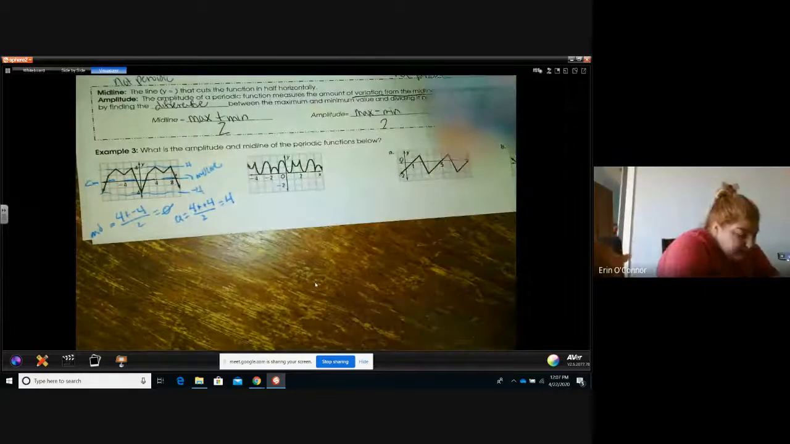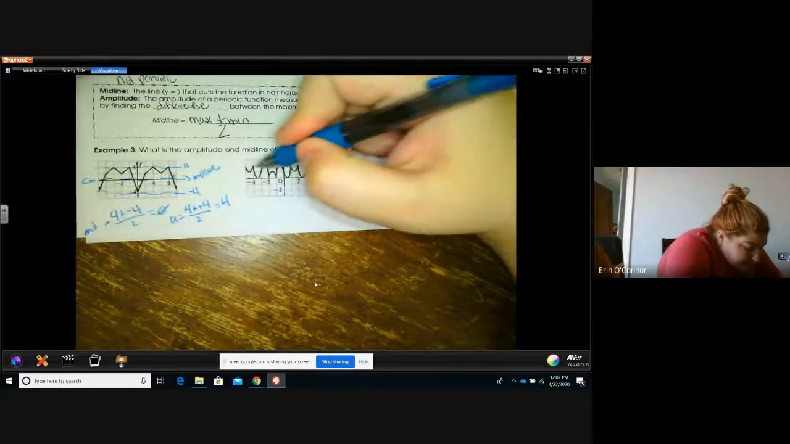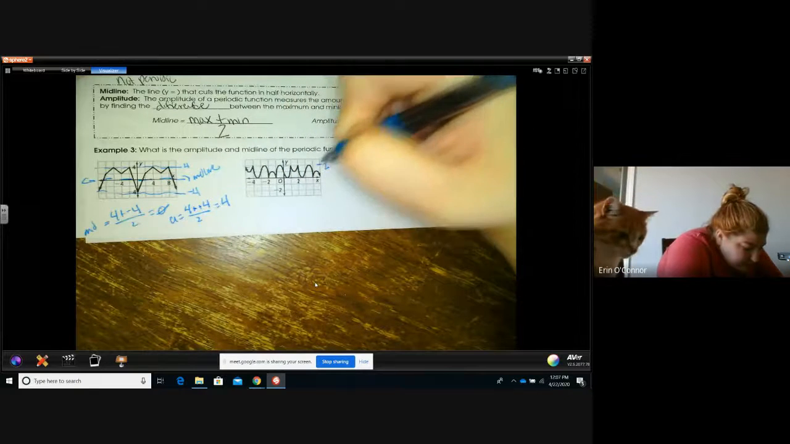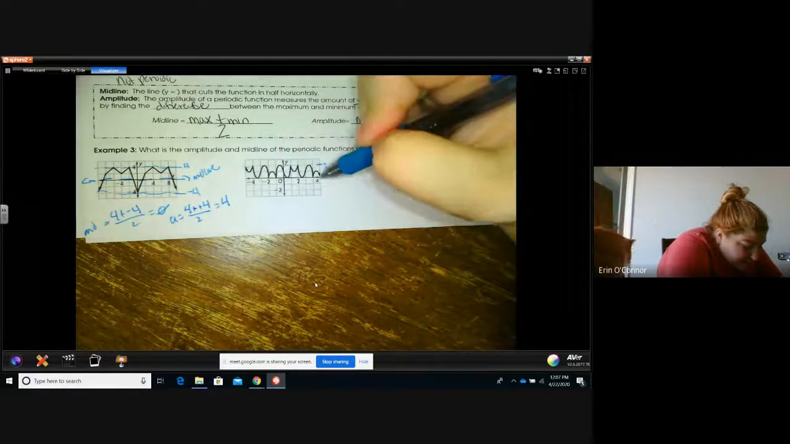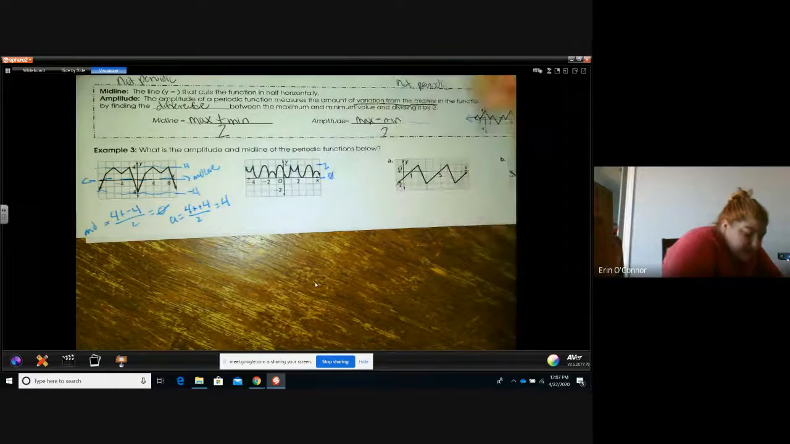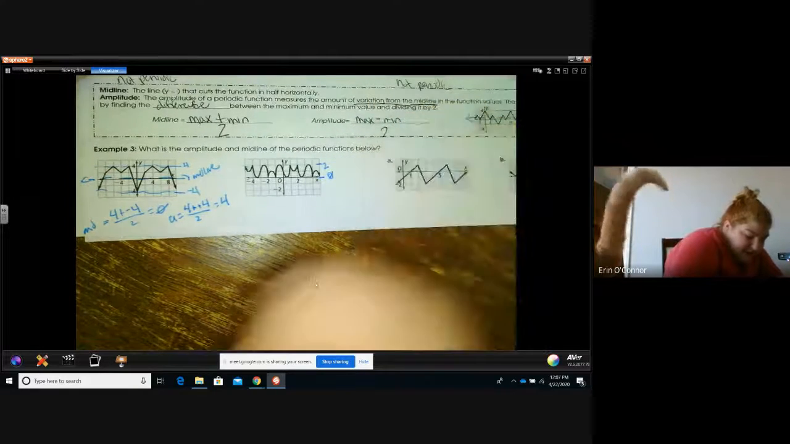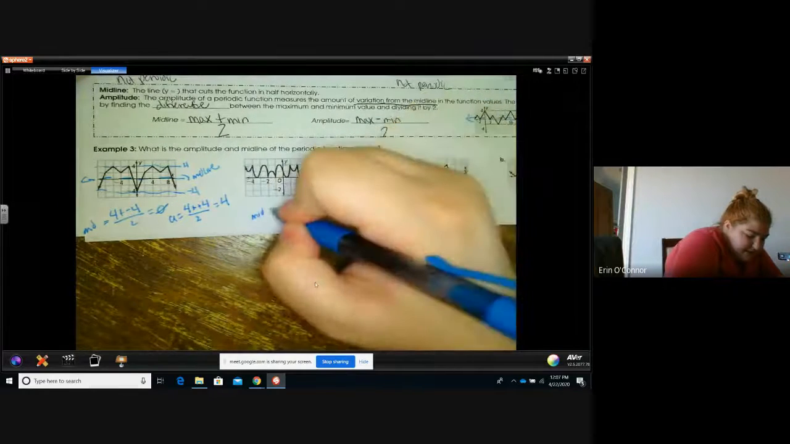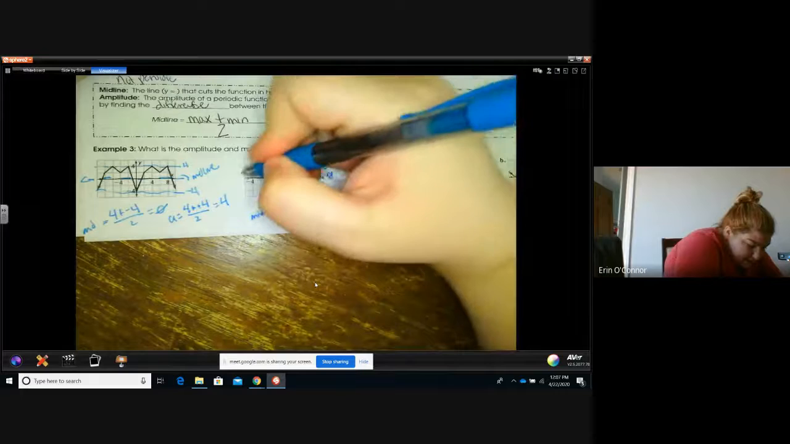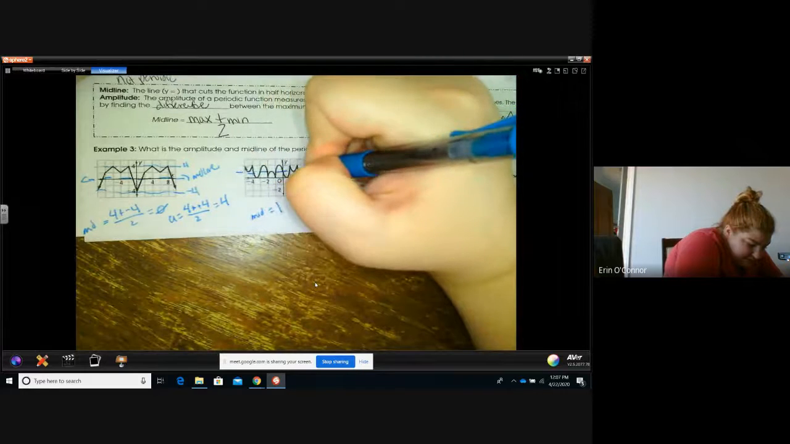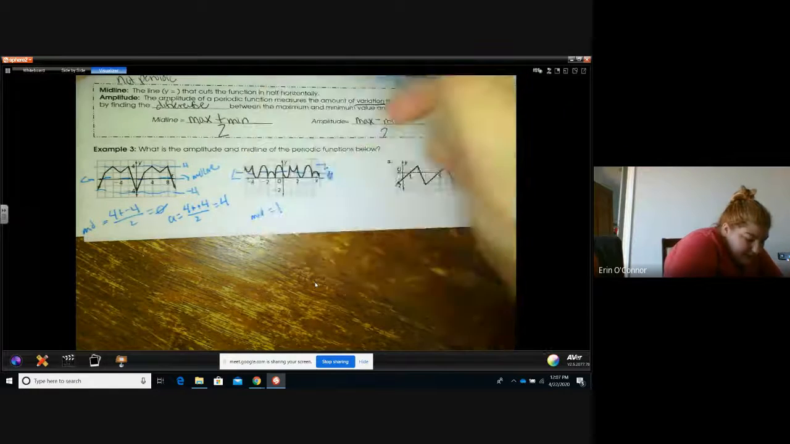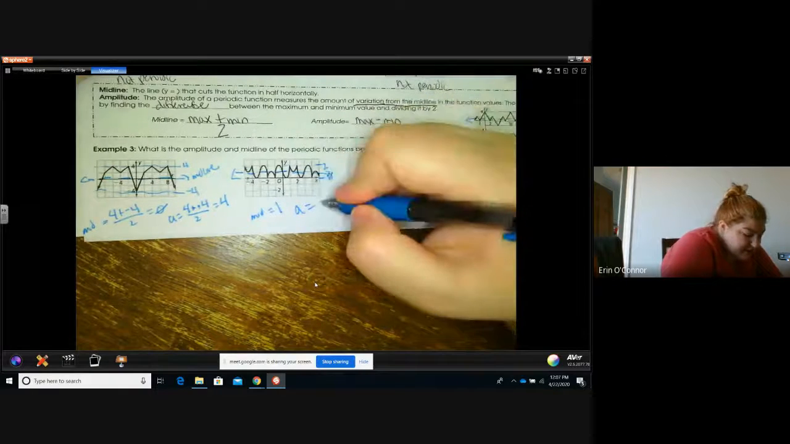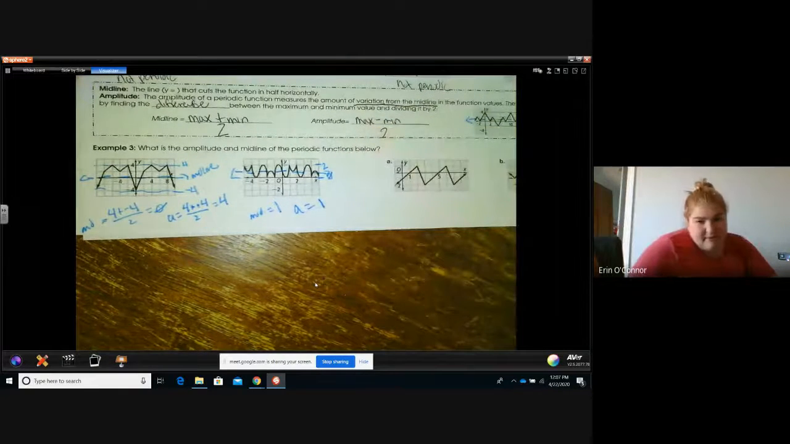Okay? Likewise, the maximum here is 2. The minimum is 0. So we add them, divide by 2 to get the midline. 2 plus 0 is 2 divided by 2. The midline's at 1. And you can draw that in if you want to. And A, if we subtract them, 2 minus 0 is 2 divided by 2, 1. The amplitude would also be 1.